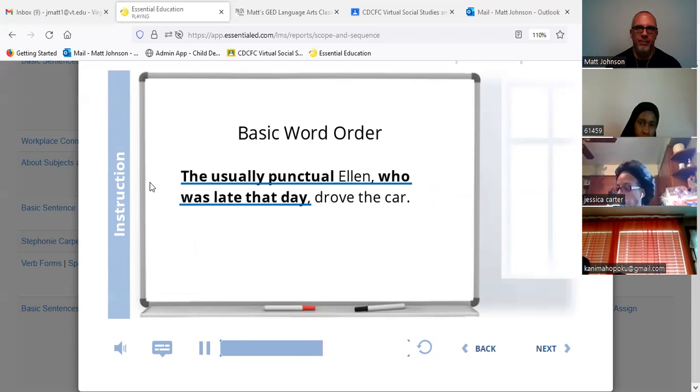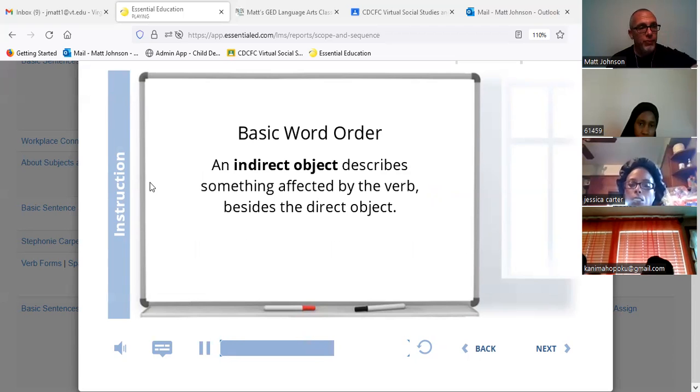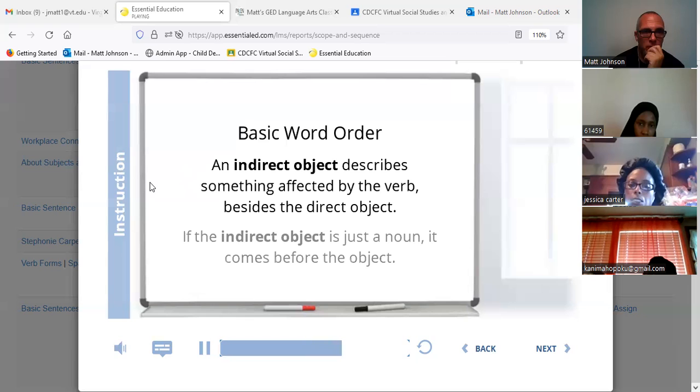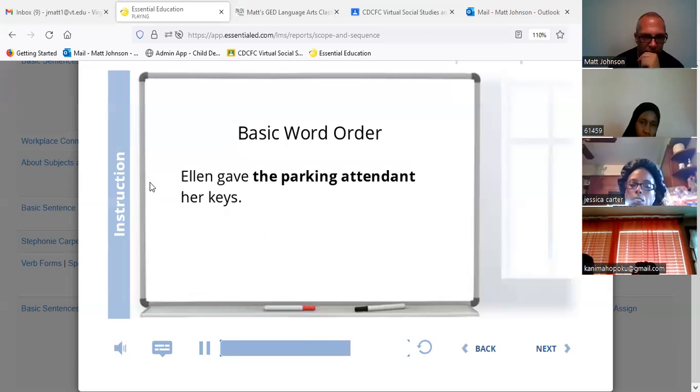What about other modifiers or additions to the sentence? They usually come in specific places. For example, an indirect object describes something affected by the verb, besides the direct object. If the indirect object is just a noun, it comes before the object. Ellen gave the parking attendant her keys. The parking attendant is an indirect object.